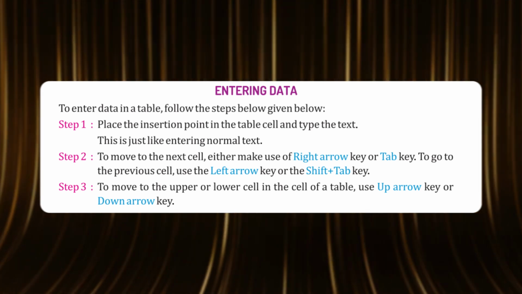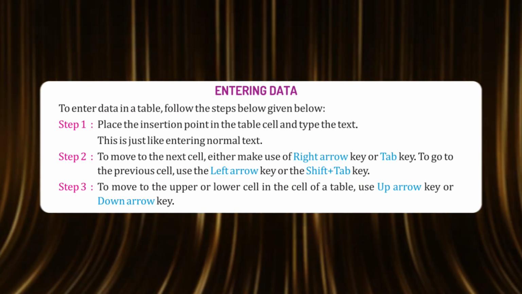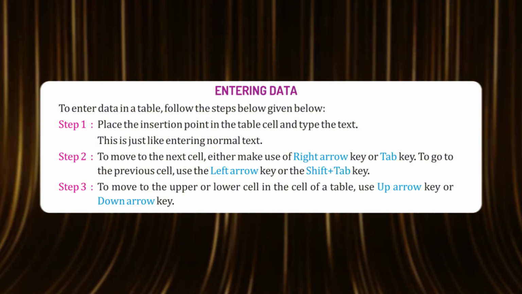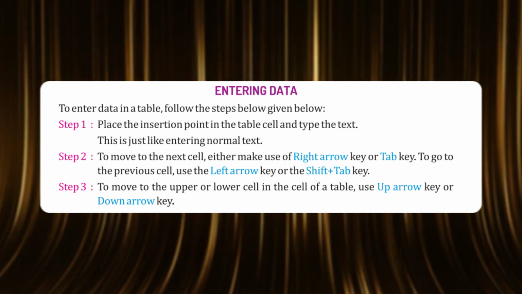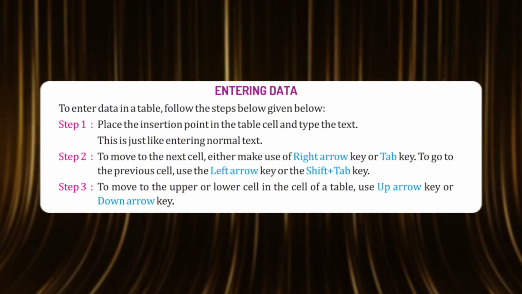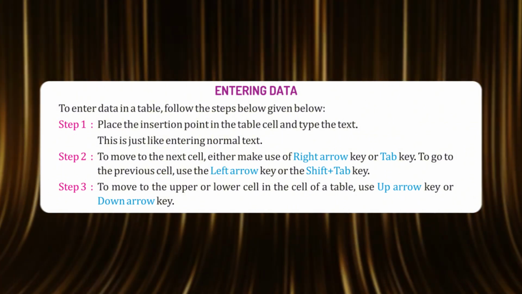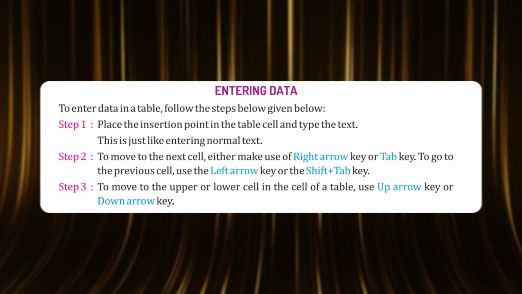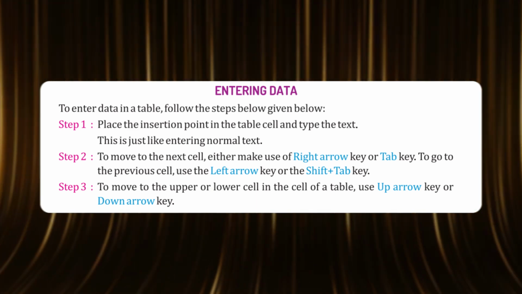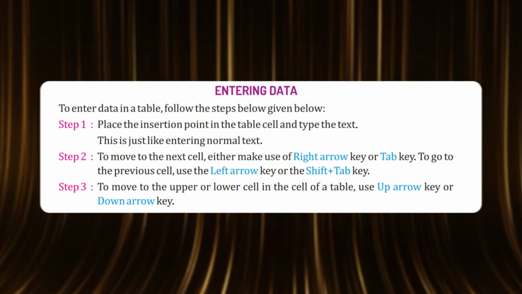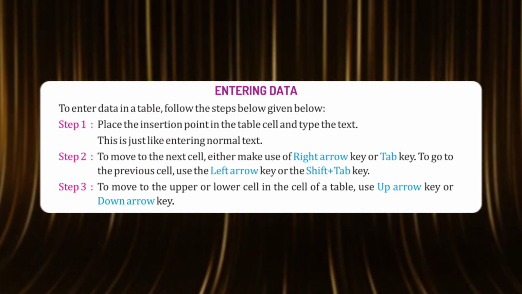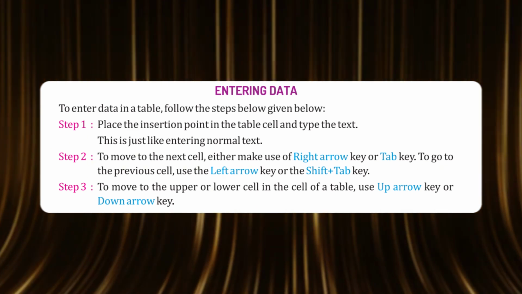Entering data. To enter data in a table, follow the steps given below. Step 1. Place the insertion point in the table cell and type the text. This is just like entering normal text. Step 2. To move to the next cell, either make use of right arrow key or tab key. To go to the previous cell, use the left arrow key or the Shift plus Tab key. Step 3. To move to the upper or lower cell in a table, use up arrow key or down arrow key.